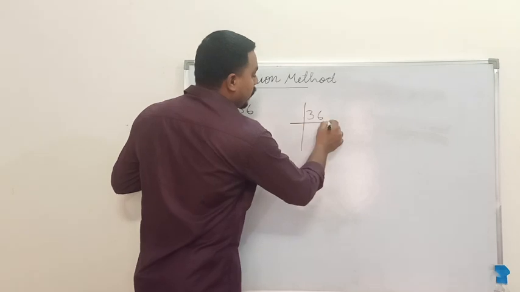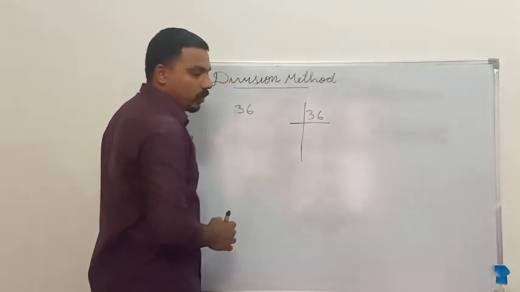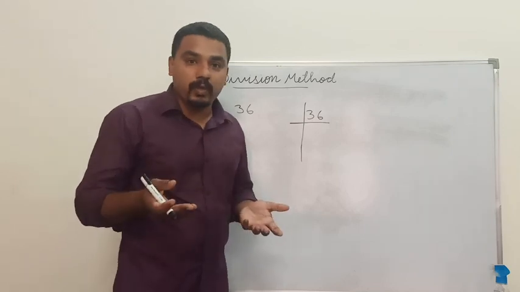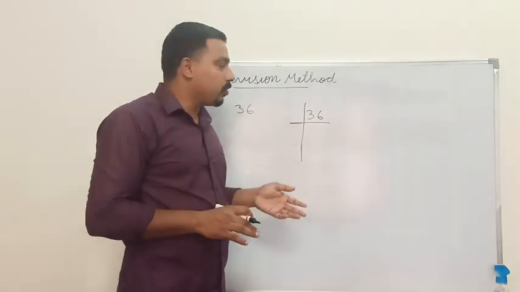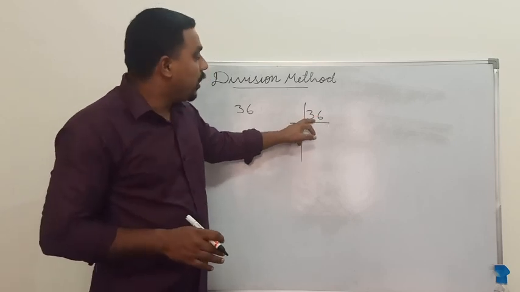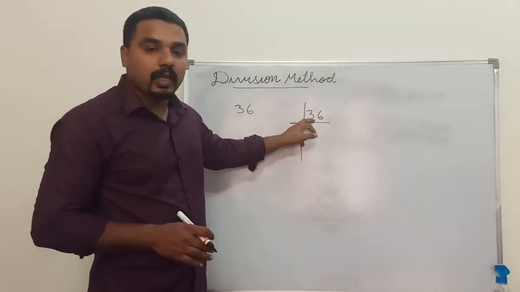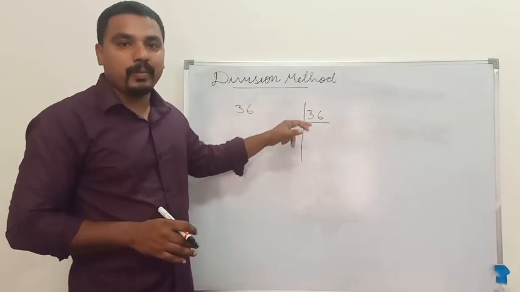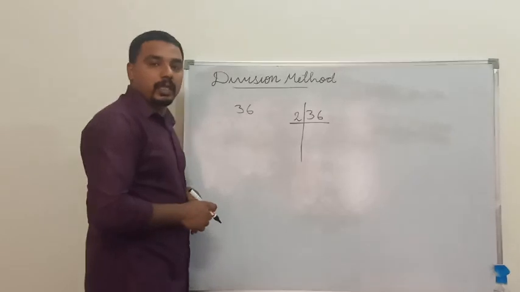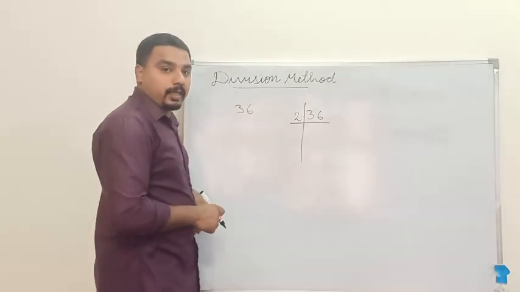In the division method, we have to arrange the number in this way. The same way as in the factor tree method we have done. We have to take the least prime number as it is an even number. Which is the least prime number? 2. So 36 divided by 2 is equal to how much? 18. Is it or not?